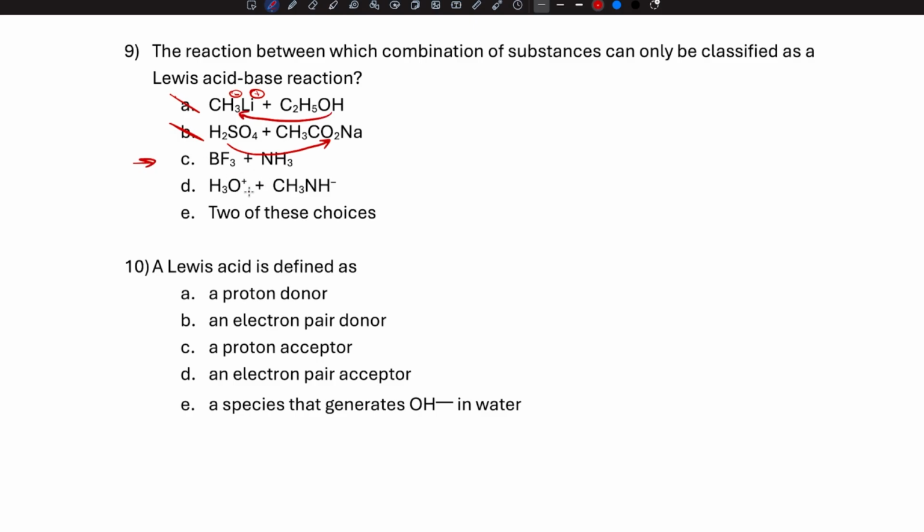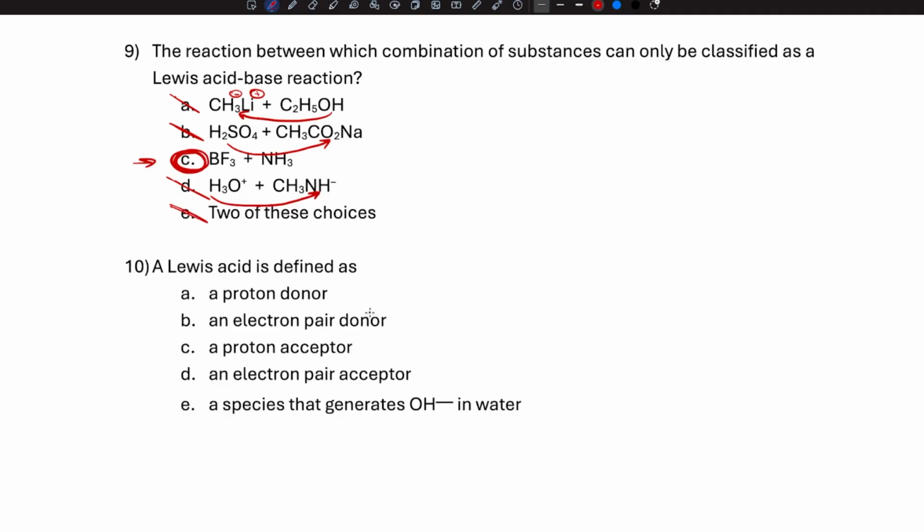Now H3O plus, and I'm looking at the minus, we're definitely going to want to donate one of these protons, and it ends up overall neutral, and so it's definitely going to be Bronsted-Lowry and not Lewis acid-base. And so our answer is probably C. We can also eliminate E.